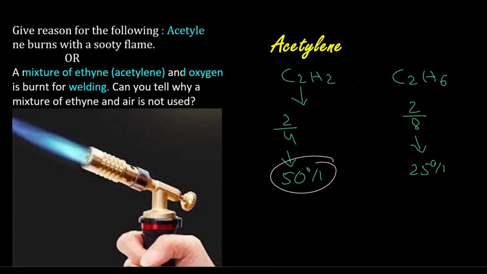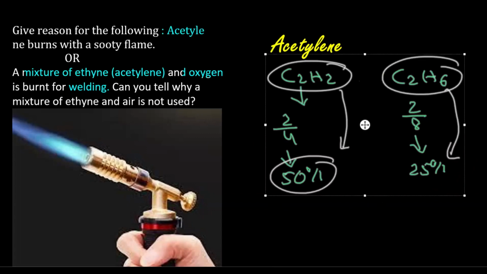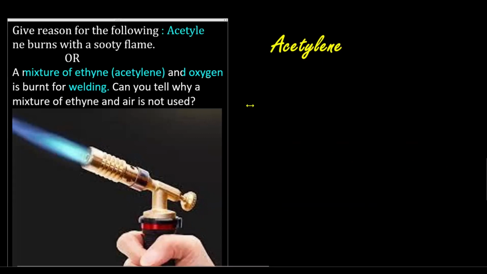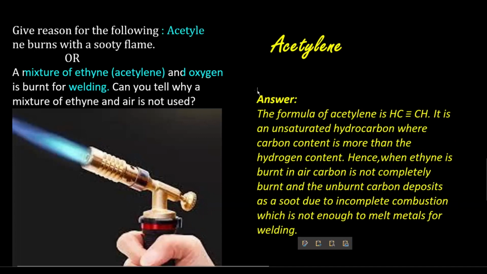As you can see, this ethyne has a higher percentage of carbon than hydrogen, and therefore many carbon particles do not burn here. And as you can see over here, it has a lower percentage of carbon and higher percentage of hydrogen, and therefore there is no unburned carbon particle. So the fuel efficiency is high in this case. So we can see that the model answer should be this only.